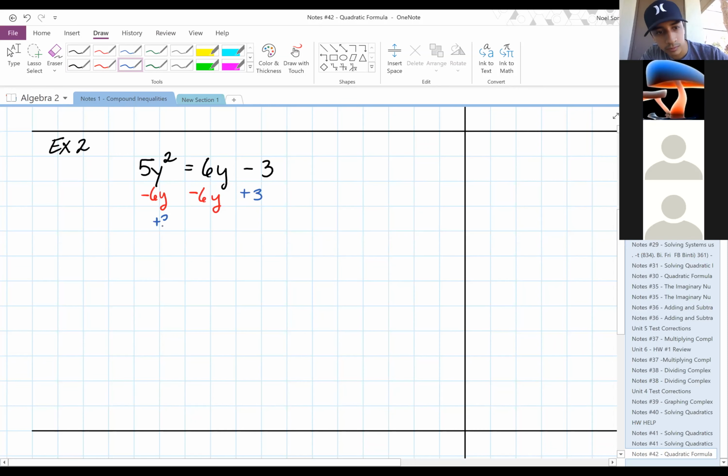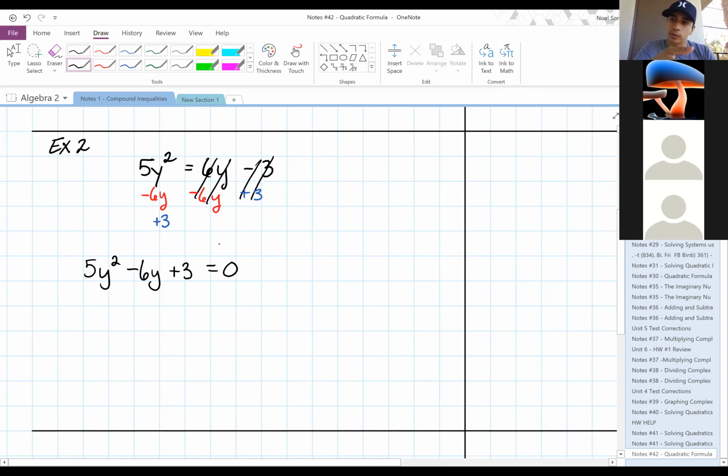So on your right side, these terms will cancel out. And then on the left side, you should be left with the expression 5y squared minus 6y plus 3 is equal to 0. Okay.